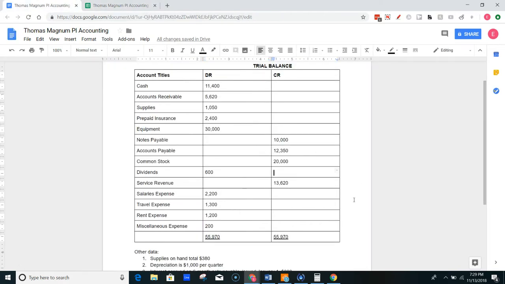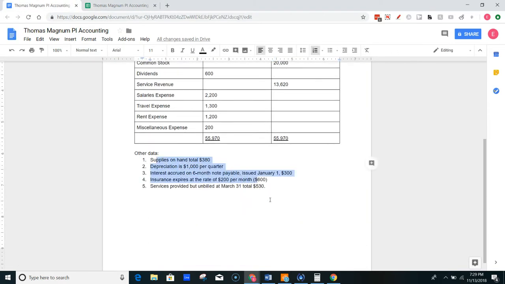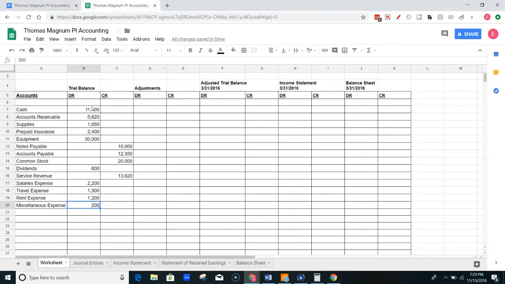Now that I've done that, I jump over here and I look at my other data, and these are my adjusting entries that are given to me. So my first adjusting entry says supplies on hand total $380. Well, what's that mean? What that means is that my supplies right here, which were 1,050, are going to have a balance at the end of the month of 380.